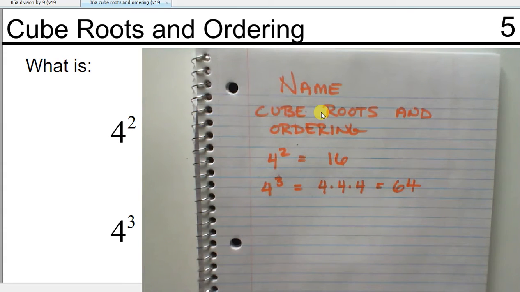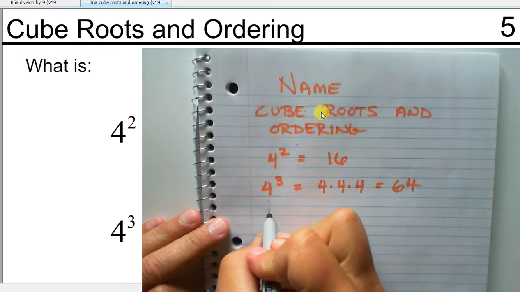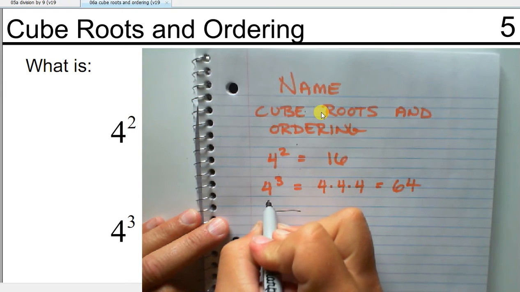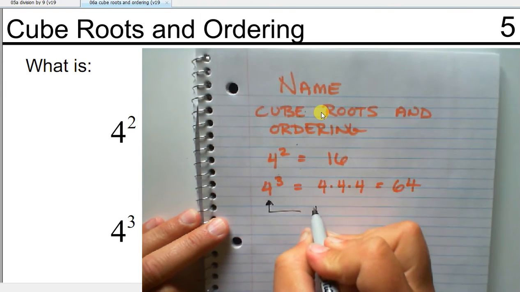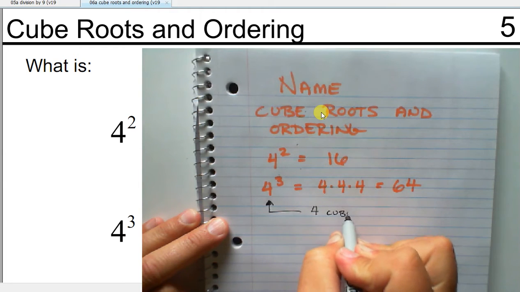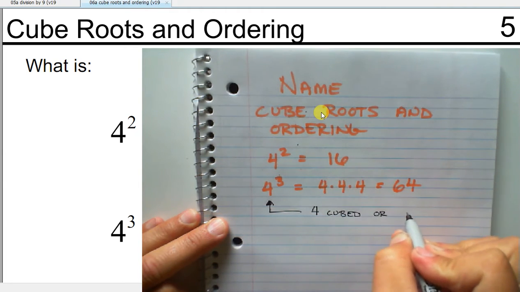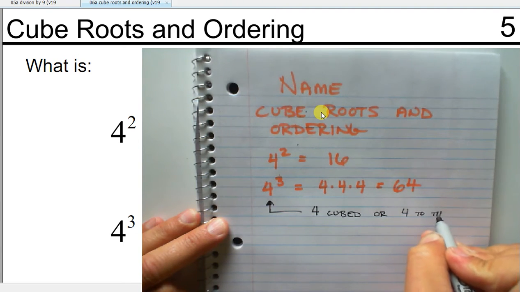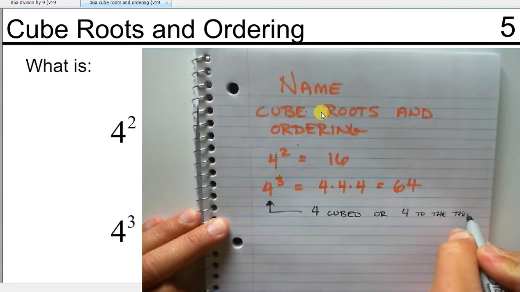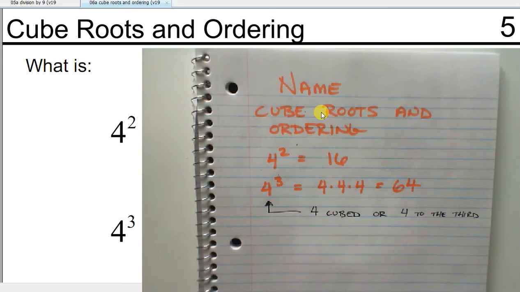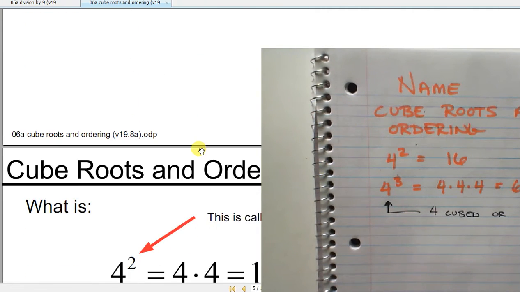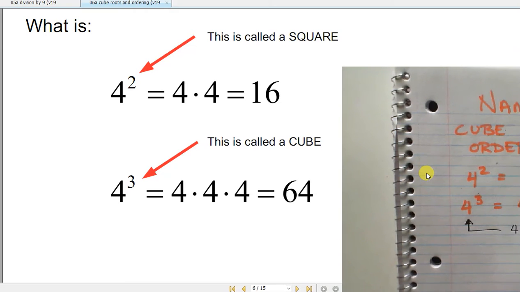So that's how we cube a number. This is called 4 cubed, or 4 to the third. So that's some of your vocabulary there. So 4 squared, 4 cubed. 4 squared is 4 times 4. 4 cubed is 4 times 4 times 4.